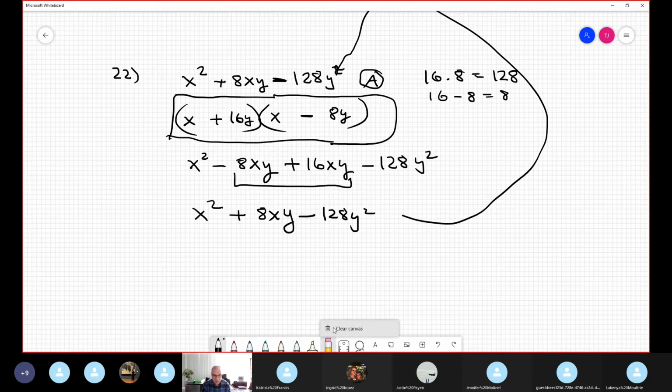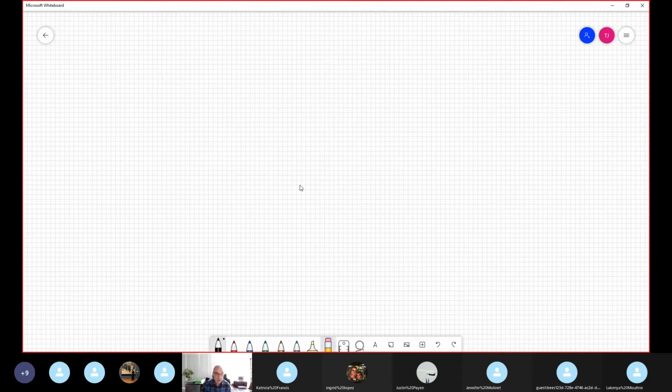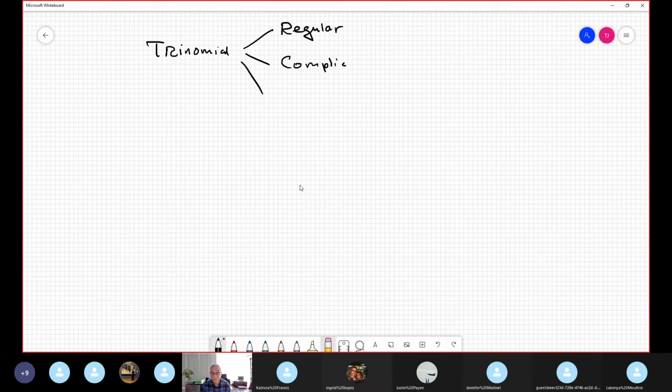Okay, now let's start the complicated part. Remember, I explained at the beginning, in the trinomial topic, we have three kinds of trinomial: regular, complicated, and also perfect square. The regular is the thing that we are doing now. The example that we are doing before is regular. And the complicated I want to discuss now.